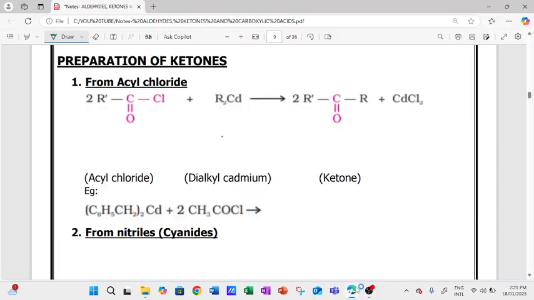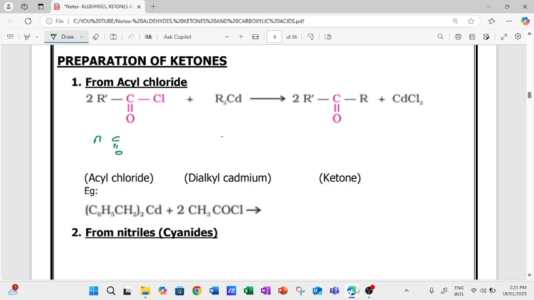Hi friends, today let's do the preparation of ketones, the individual preparations only for ketones. In my previous video, we studied the common preparations of aldehydes and ketones and also some individual preparations of aldehydes. Today let's do two reactions which are entirely to prepare ketones. The first one is from acyl chloride or acyl halide.